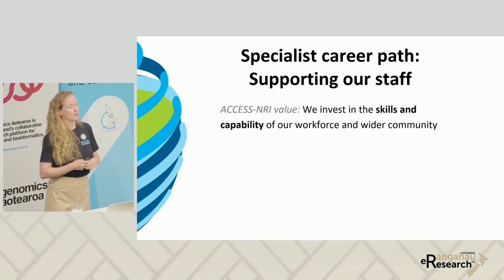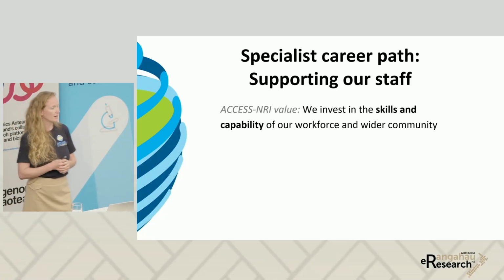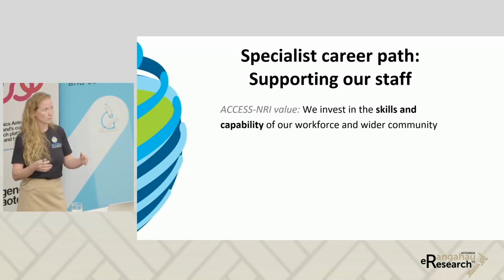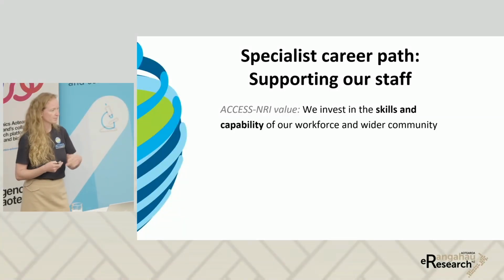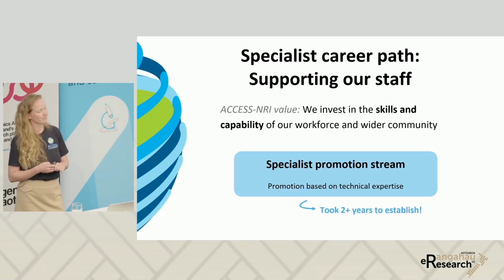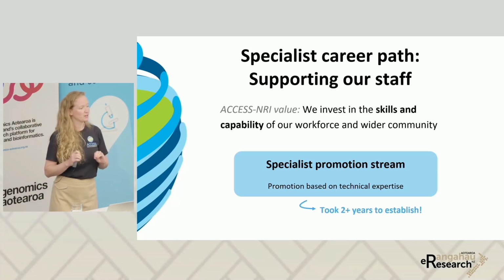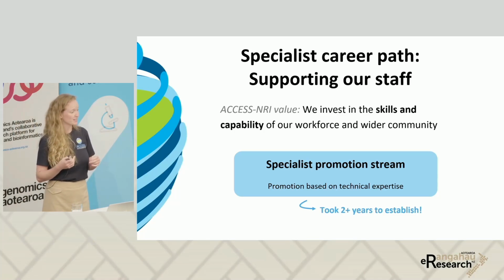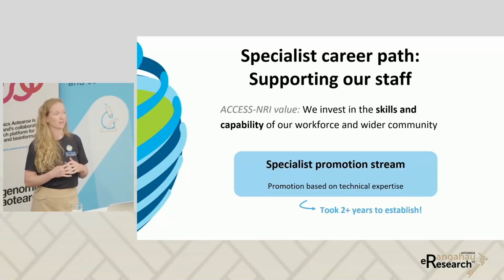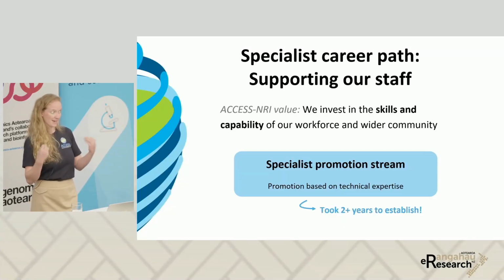So ACCESS-NRI really wants to support the staff. That's one of the values. We invest in the skills and capability of our workforce. So we're not just trying to fill roles, we're trying to help build a career for our staff. And the example I'll use for this is a specialist promotion stream. This is where staff can be promoted based on their technical specialist expertise, not just on being a manager, which is what the traditional structures were. For many of us, this may sound really obvious, but this took over 2 years to push through at our university, and it existed before. It just took 2 years for us to get it at our institute.